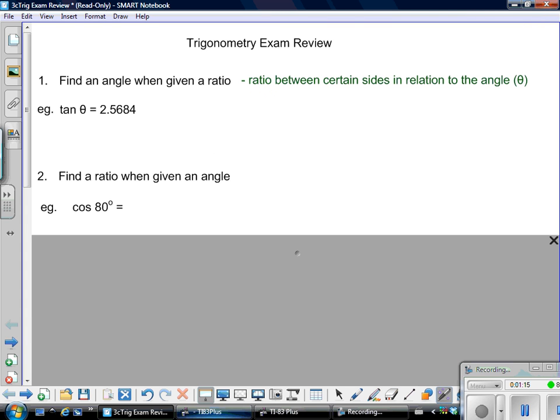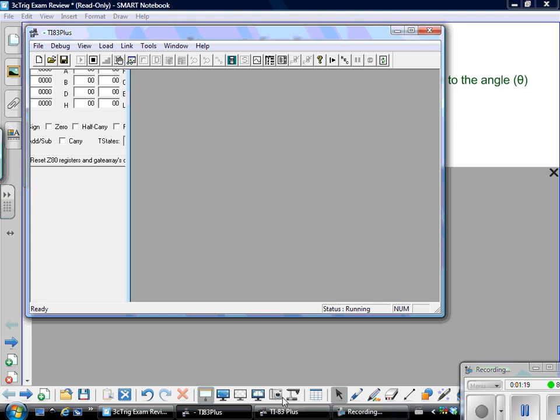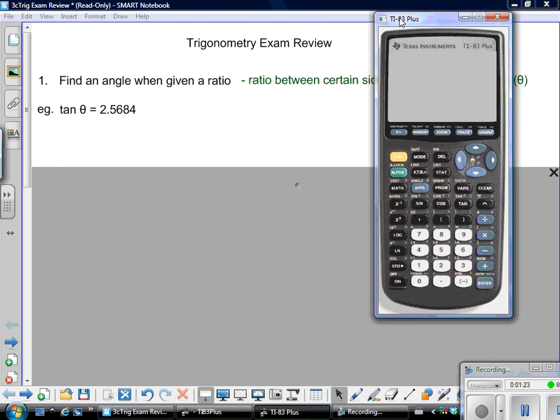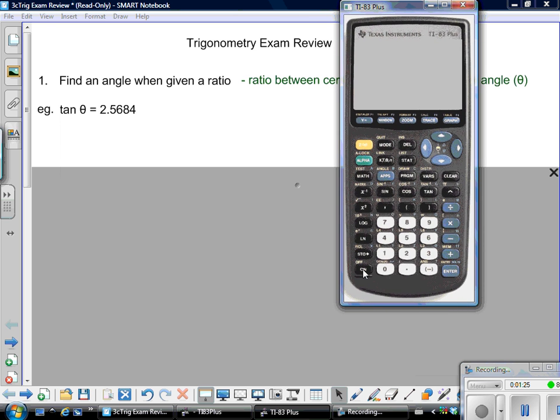Now, because this is calculator, what we need to do is bring up our calculator. I'm going to bring up a graphing calculator, and here is mine. What I'm going to do with mine, the RAM has been cleared. However, it's not ready yet to do any calculations with trigonometry. All calculators have to be set to degrees.